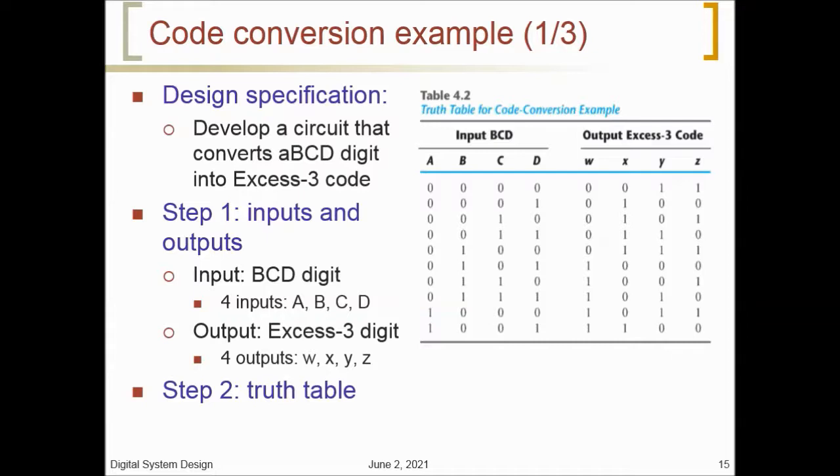2 to the power n, which is 2 to the power 4, is equal to 16, but only 10 are listed in the truth table. The 6-bit combinations not listed for the input variables are don't care combinations. These values have no meaning in BCD, and we assume that they will never occur. Therefore, we are at liberty to assign to the output variables either a 1 or a 0, whichever gives a simpler circuit.